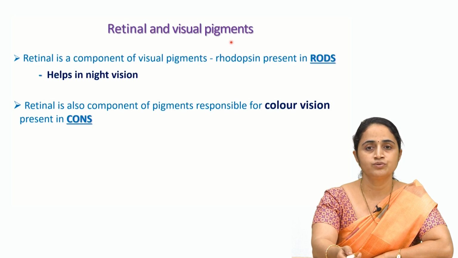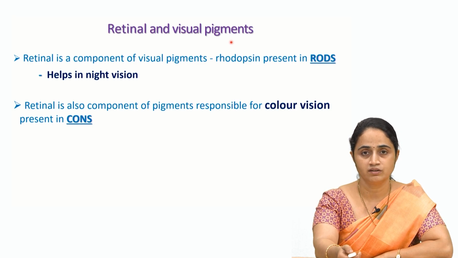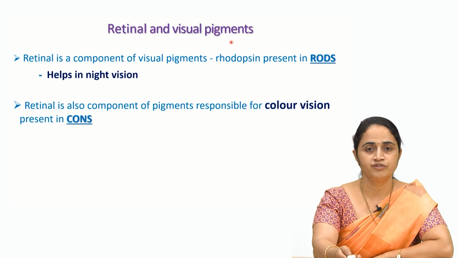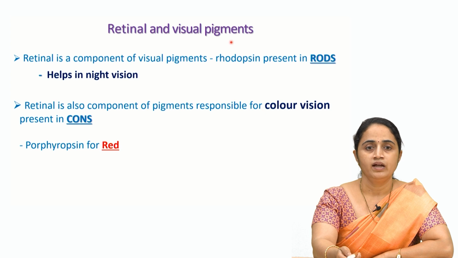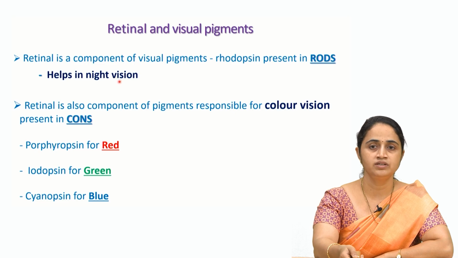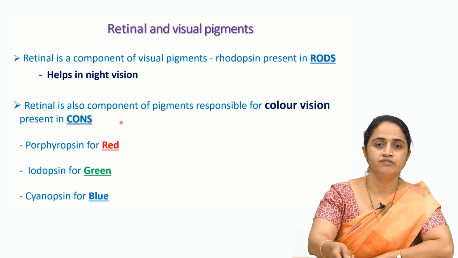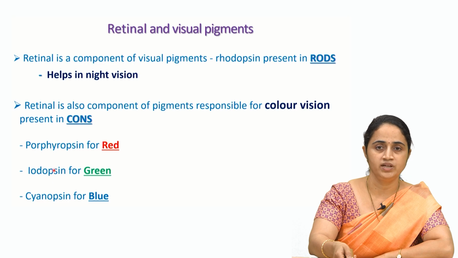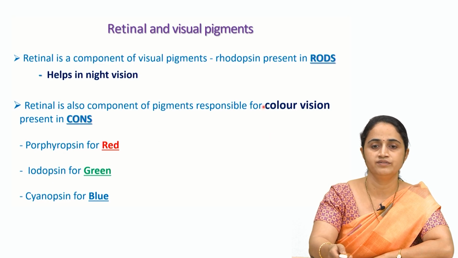Now, retinol in association with the proteins, the visual pigments in cones, are of different types: porphyropsin for red colored vision, iodopsin for green colored vision, and cyanopsin for blue colored vision. So, both rods and cones will have retinol in association with the visual pigments. Rhodopsin in rods for night vision, and retinol with different types of proteins in the cones for color vision.